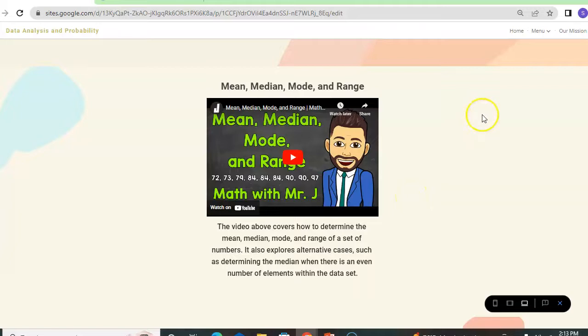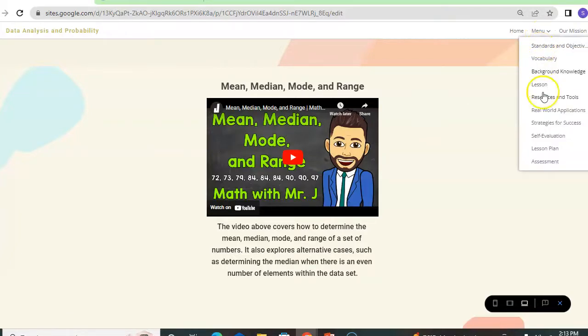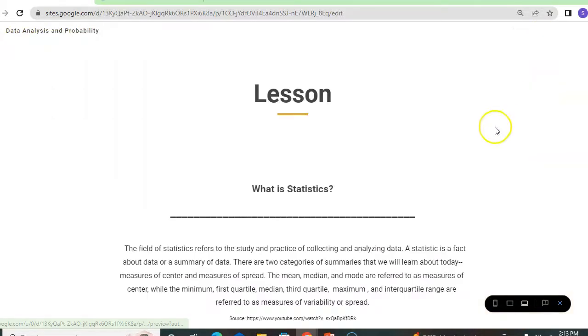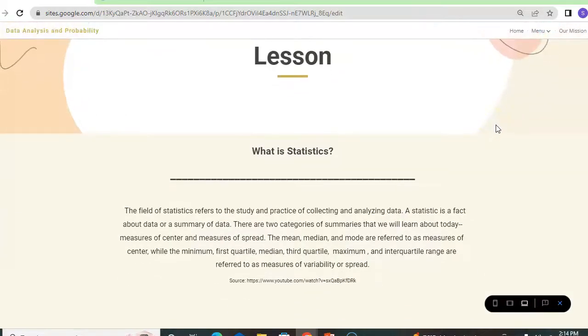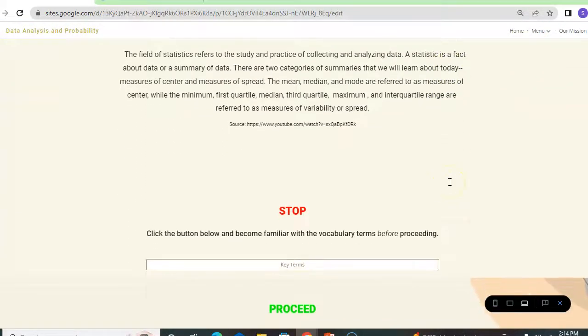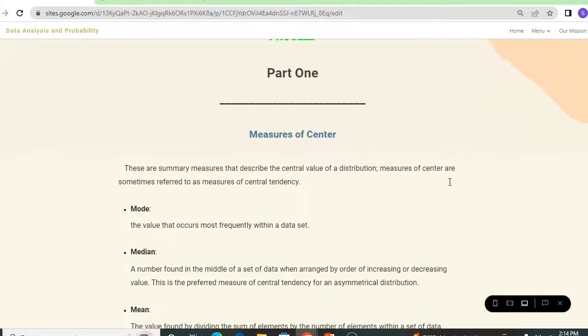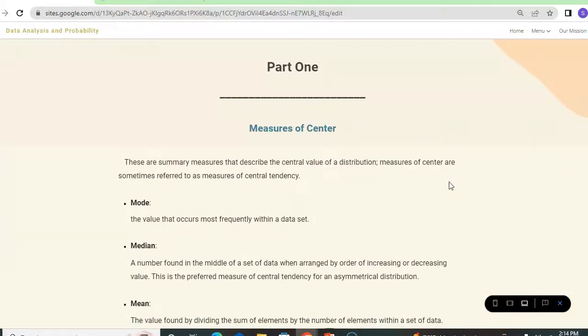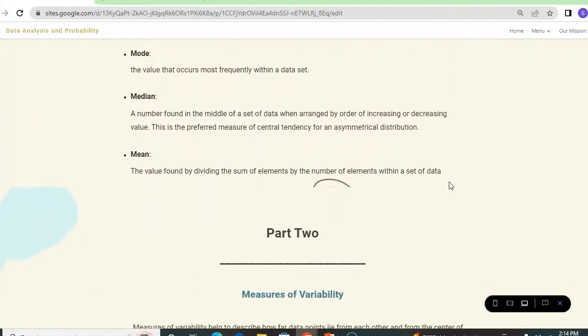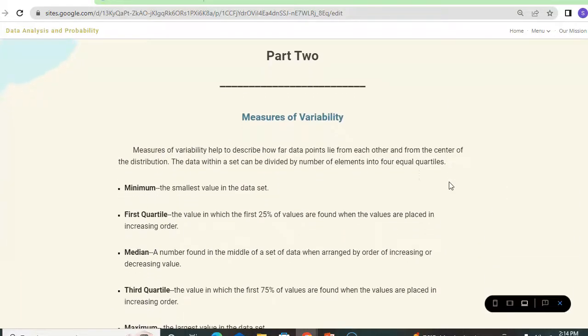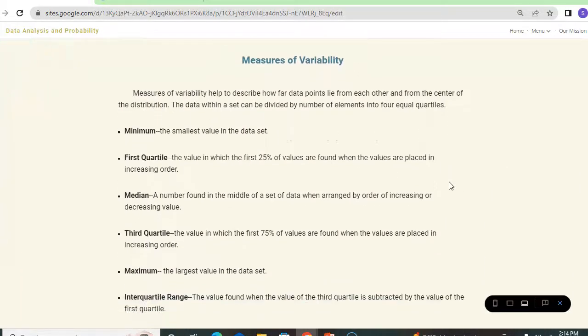Now that you are comfortable with the background knowledge, you're ready to begin the actual lesson itself. This lesson is broken down into 6 different parts. Part 1 discusses measures of center. Part 2 discusses measures of variability.